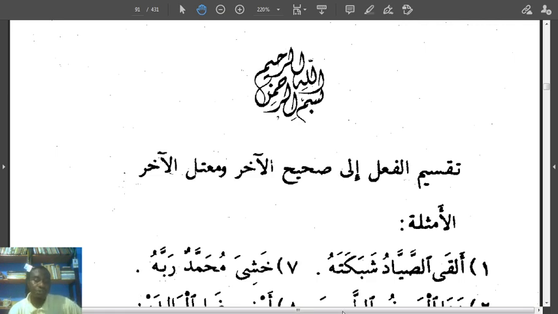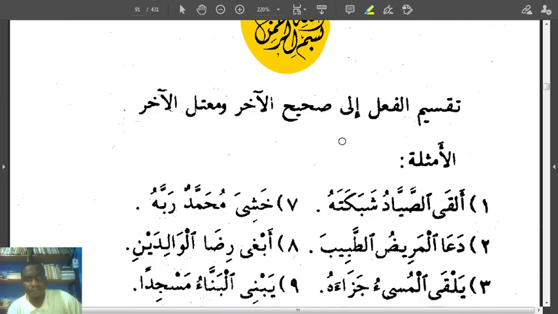Book 2 here again starts with Bismillahir Rahmanir Rahim, which he has designed like that. In the name of Allah, most gracious, most merciful. He's starting a new chapter, so he starts by saying Basmala afresh. We have تقسيم الفعل إلى صحيح الآخر ومعتل الآخر.